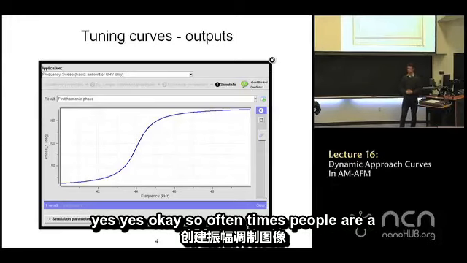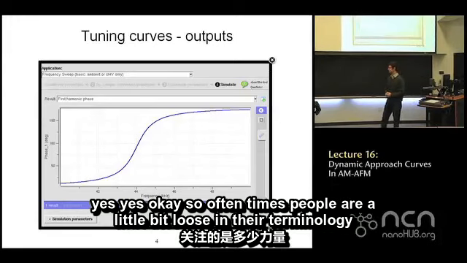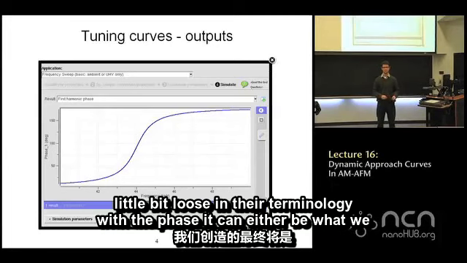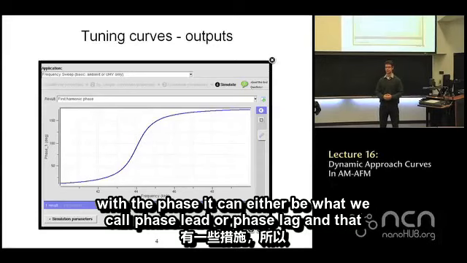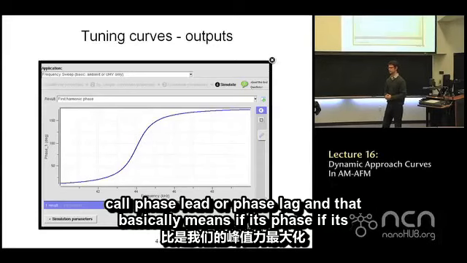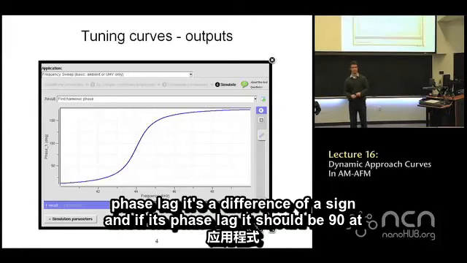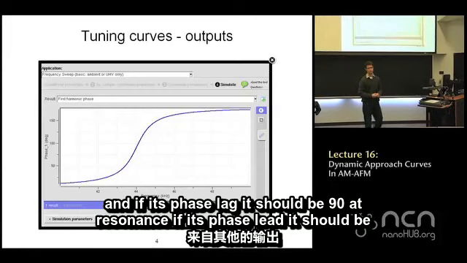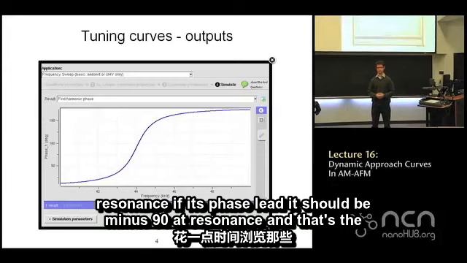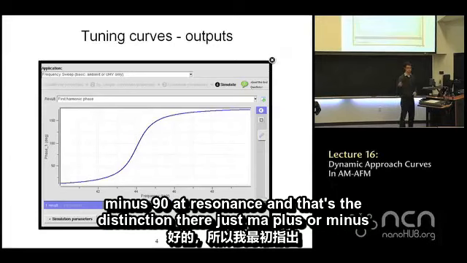Oftentimes people are a little bit loose in their terminology with the phase. It can either be what we call phase lead or phase lag. That basically means it's a difference of a sign. If it's phase lag, it should be 90 at resonance. And if it's phase lead, it should be minus 90 at resonance. That's the distinction. They're just plus or minus of each other.